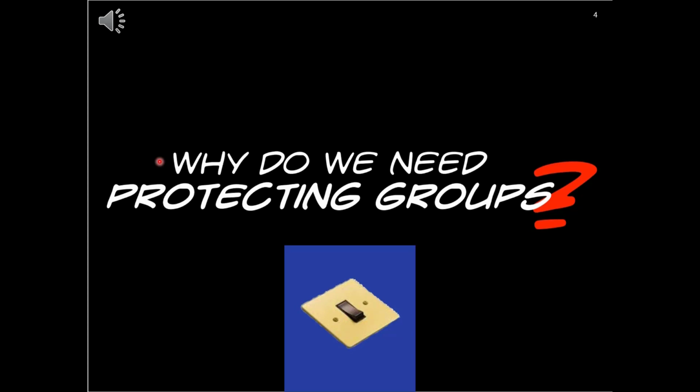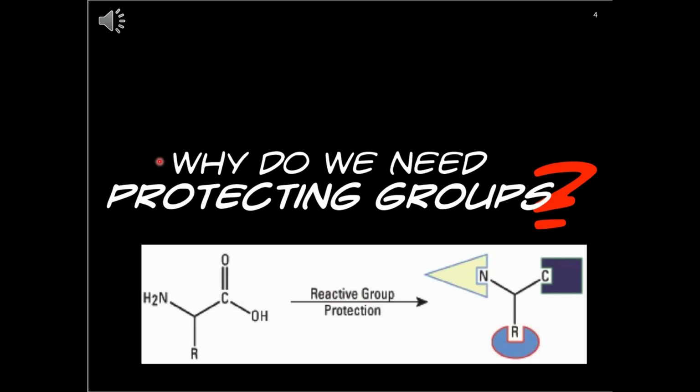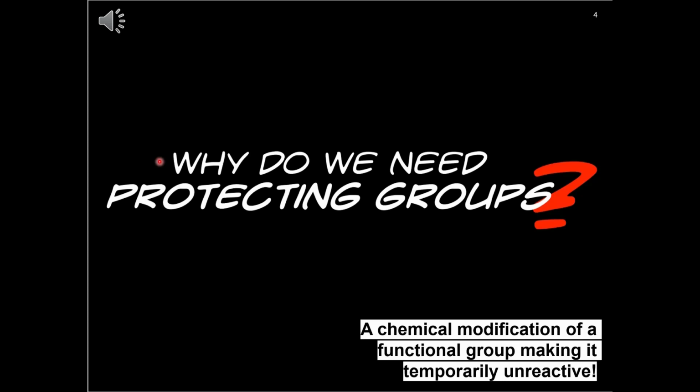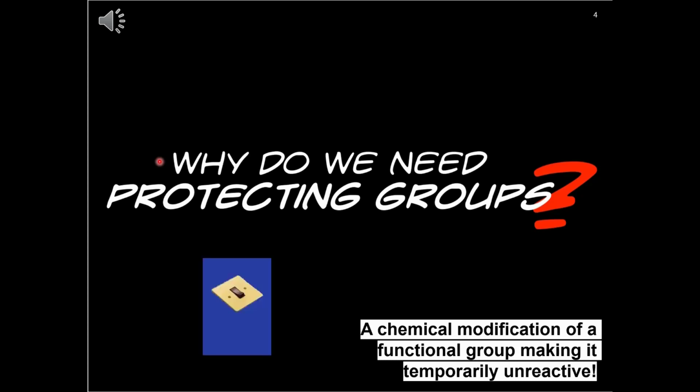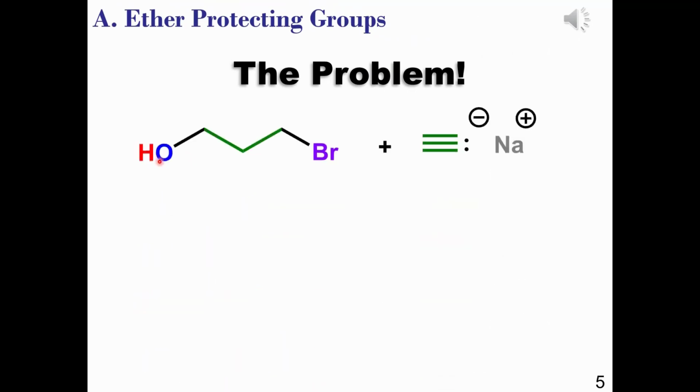This analogy can be extended to organic chemistry. At certain times, you're going to want to mask the reactivity of a functional group so that it does not react, and this is where a protecting group synthetic methodology comes into play. Protecting groups are a chemical modification of a functional group used to make it temporarily unreactive. And just like when you take the tape off the newly painted wall, the removal of the protecting group is called deprotection.